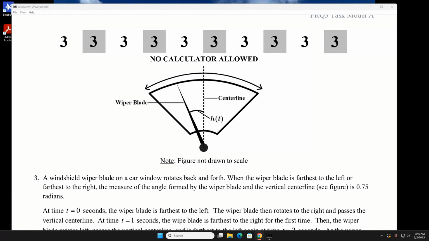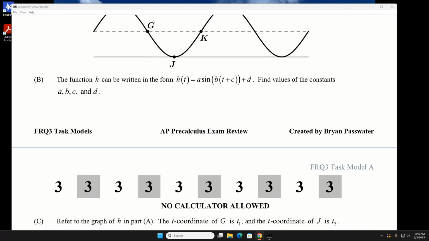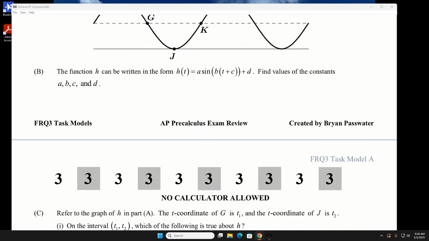Okay, so FRQ3 is always going to be a real life situation. And the questions are going to be exactly the same. The only thing that might change from problem to problem is on part B. Sometimes this is sine, and sometimes this is cosine. Obviously the situation is going to change, but all of the other directions are exactly the same. There will be no surprises.